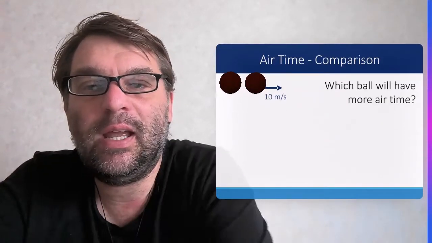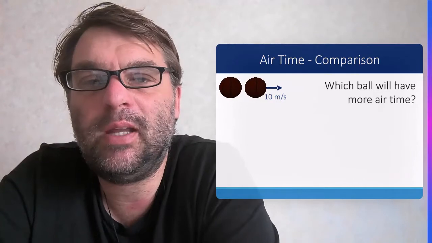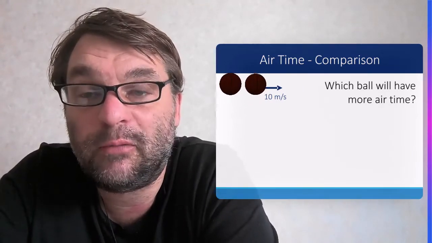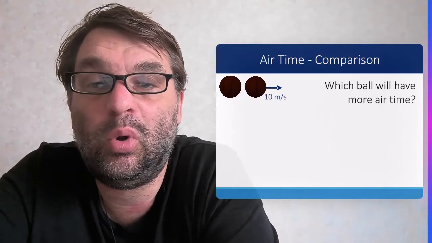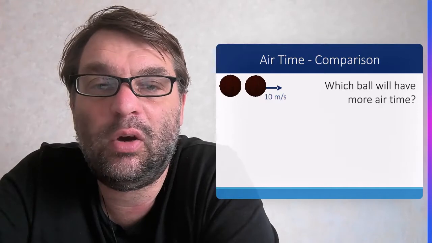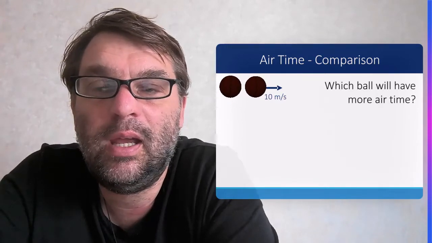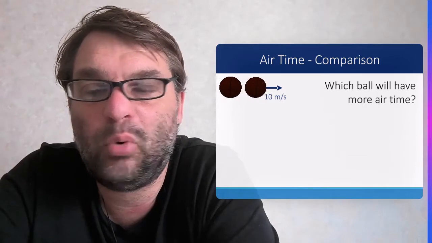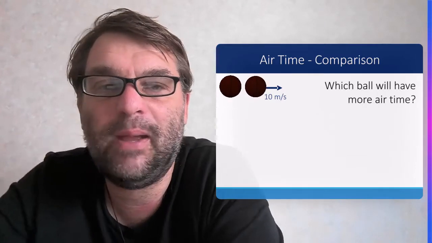So before we do that, here's a kind of a thought experiment. You have two basketballs. The first basketball you just drop, it's in free fall. The second basketball you are going to push off at a constant velocity of 10 meters per second. So which ball will have more air time? So pause the video now and have a little think about that.